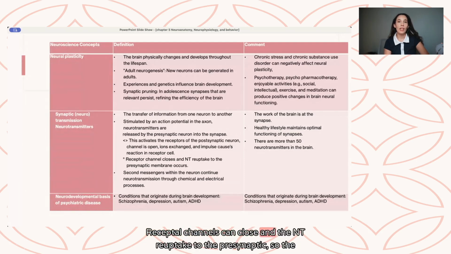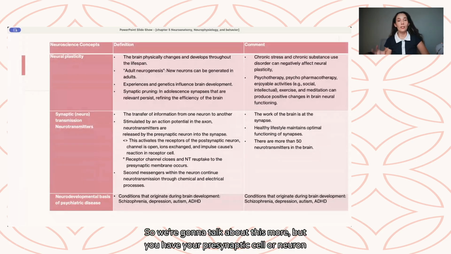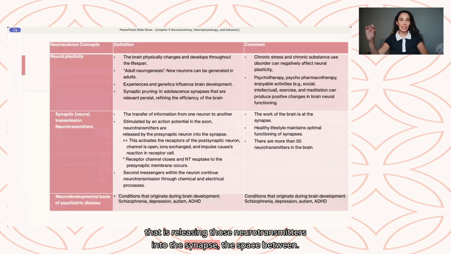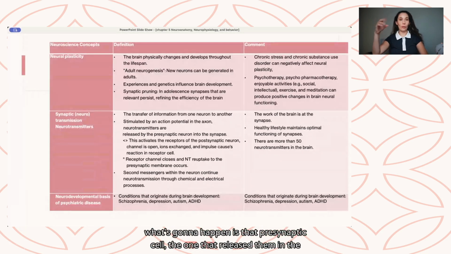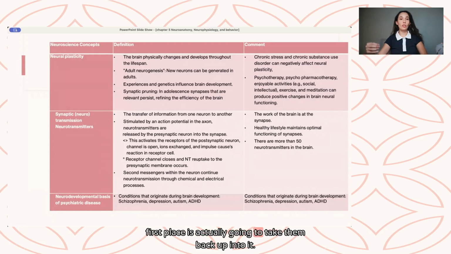Receptor channels can close and the neurotransmitter reuptake into the presynaptic membrane occurs. So we're going to talk about this more, but you have your presynaptic cell or neuron that is releasing those neurotransmitters into the synapse, the space between. Then a postsynaptic neuron that is taking up those neurotransmitters. However, once all the receptors are occupied, maybe they're not taking up anymore, and now you have excess neurotransmitters in that synapse. Well, what's going to happen is that presynaptic cell, the one that released them in the first place, is actually going to take them back up into it. And this is called the reuptake.